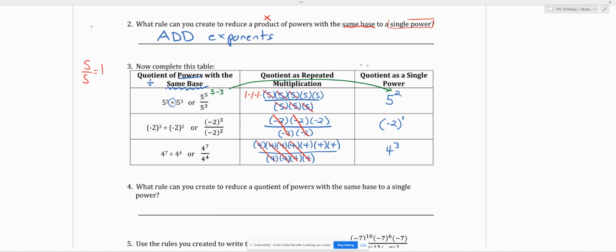All right. And then let's try it here. Well, I have 3 and 2. So take your exponents. 3 subtract 2. And that's going to give me 1. 3 minus 2 is 1. And finally, 7 minus 4. Subtract those, and you get 3. So we can skip all of these steps.